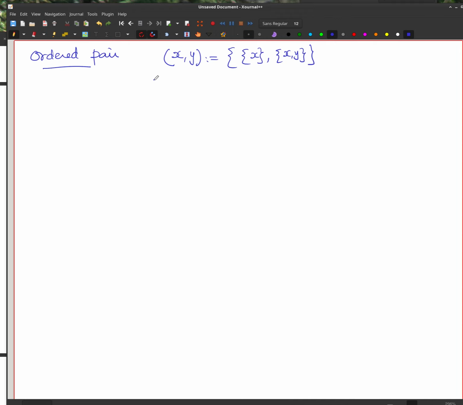Now, I think one of the exercises was that we proved this, that (x, y) is equal to (x', y') if and only if x is equal to x' and y is equal to y'. And this is the only intention of bringing in this ordered pair. So we want to give some kind of a relevance to the notion of a pair.